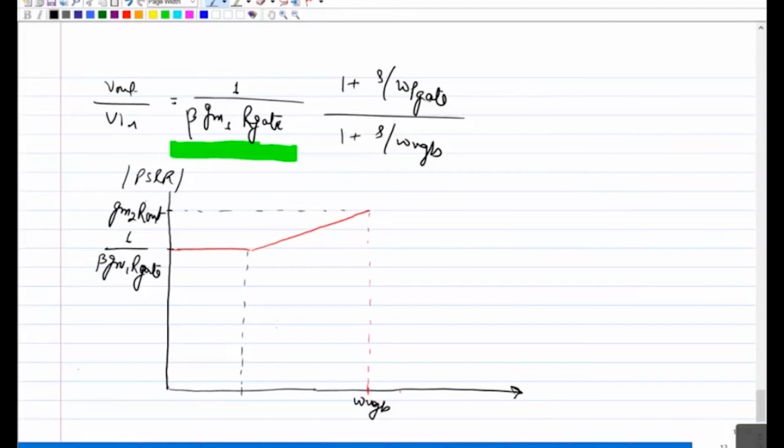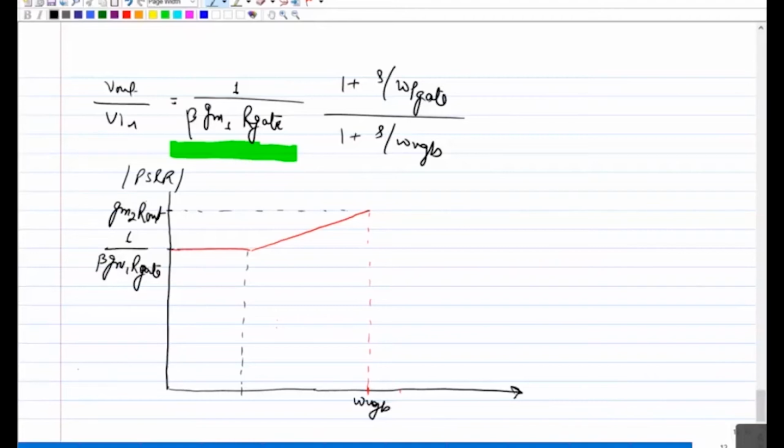So that's why you never keep your UGB around your ripple frequency, because I want to get a very high PSRR, especially. So whatever the frequency range you are interested in for high PSRR, your UGB should be much higher than that. Otherwise, you'll not get any suppression.